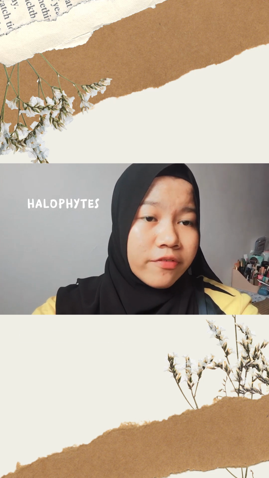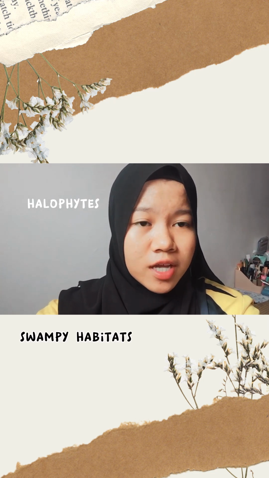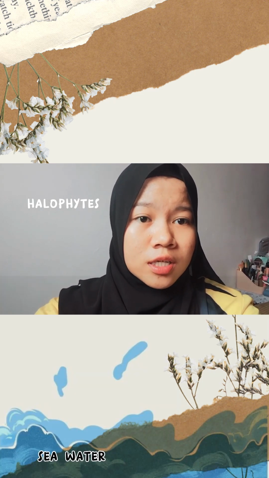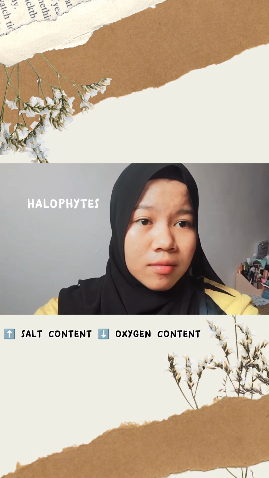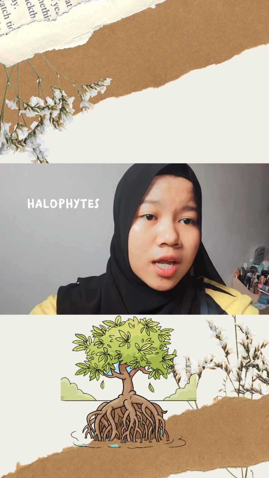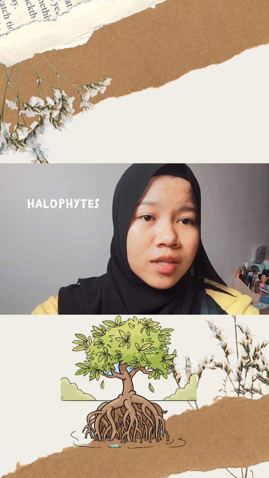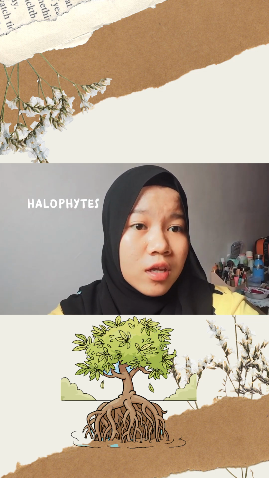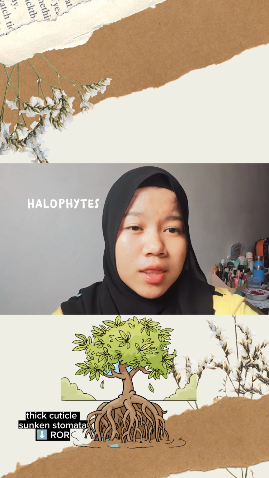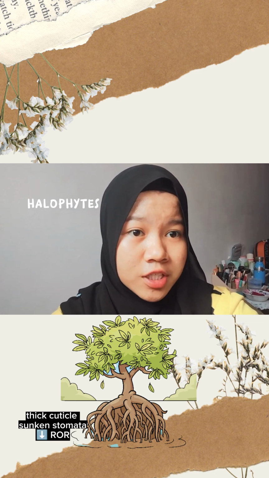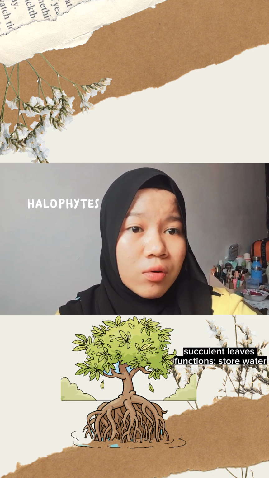Halophyte plants live in swampy habitats such as fresh water or sea water that is rich in salt content but low in oxygen content. An example of halophytes is the mangrove tree. The adaptive structures that a mangrove tree has are in the root and the leaf. The leaf has thick cuticle and sunken stomata that can reduce the rate of respiration, and succulent leaf can store water.